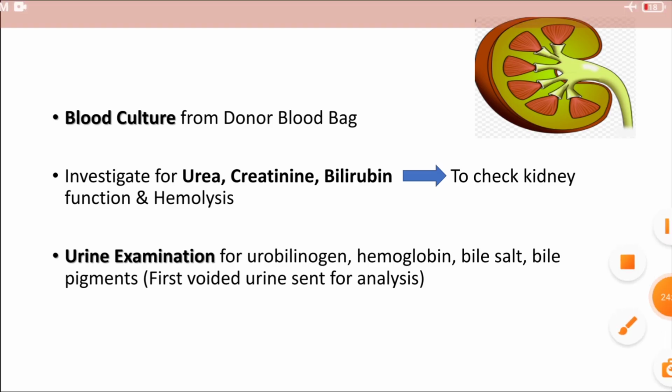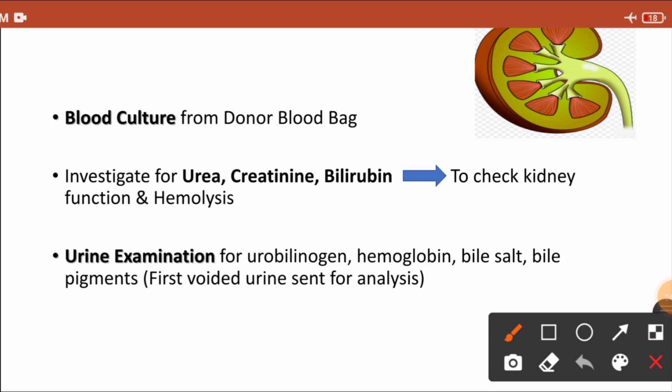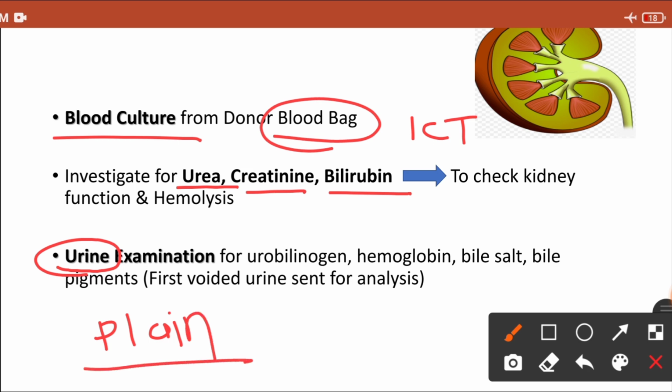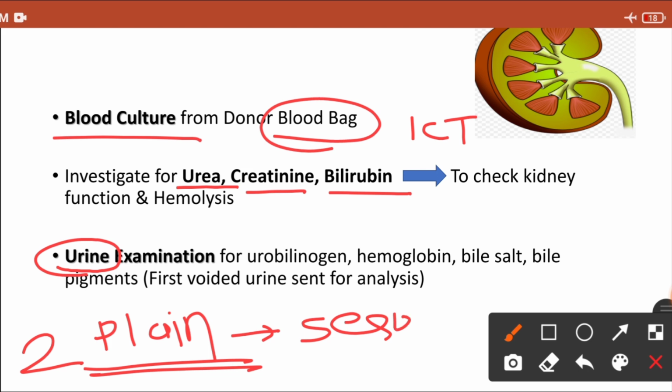And now for doing such investigation, you need a blood sample, right? So the urine is collected in a sterile container. Blood bag will be sent to the laboratory for the blood culture, right? But for doing the urea, creatinine, bilirubin, and for doing the blood grouping and cross match, right, you need a sample. So you need to collect a blood in a plain vacuum. So we will collect the blood in two plain vacuums in which you can separate a serum, right?